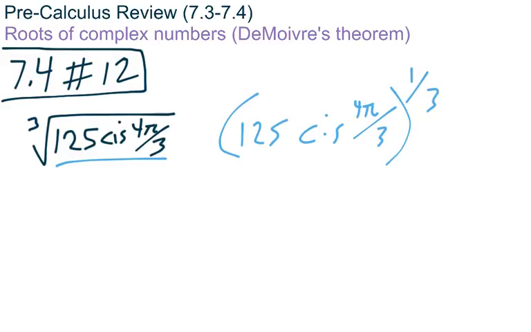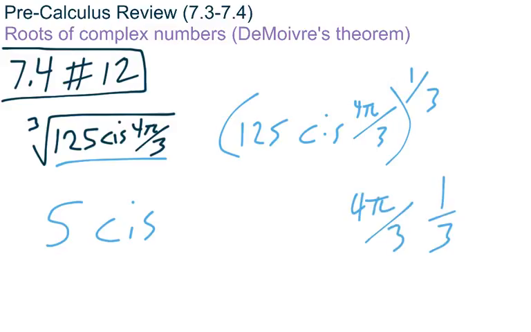And now we just do DeMoivre's theorem, and we're going to once again leave this in polar form. So we go ahead and we raise 125 to the third power, and hopefully you recognize that as being 5 cis, and then we multiply 4 pi over 3 times 1/3. So that comes out to 4 pi over 9. And so that is our principal root. That is the first root.